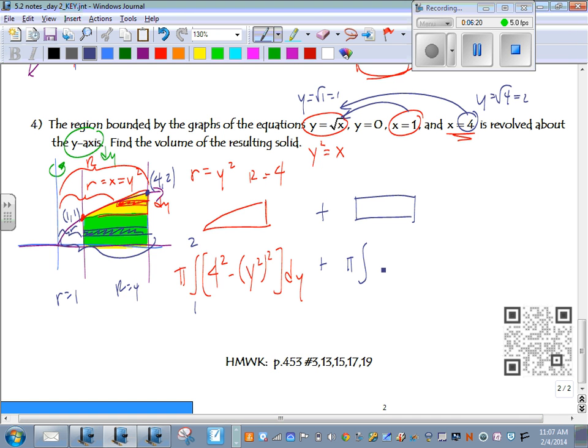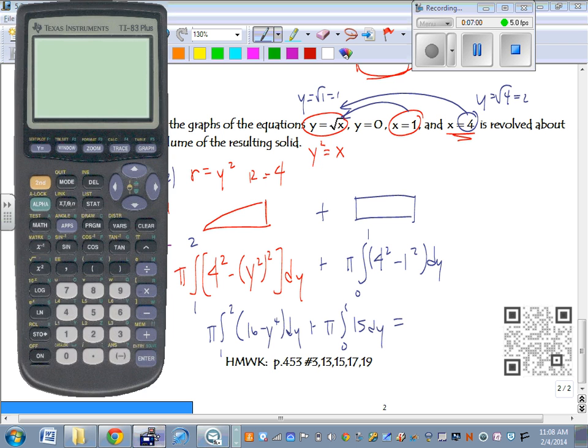So for this one, we're going to end up with 4 squared minus 1 squared dy. Our lowest y value for this would be 0. Highest y value is right here at 1, 1, so our highest y value is 1. Before we evaluate this in our calculators, let's simplify it a little bit. Here we have pi times the definite integral from 1 to 2 of 16 minus y to the 4th dy plus pi times the definite integral from 0 to 1 of 16 minus 1, which is just 15 dy.